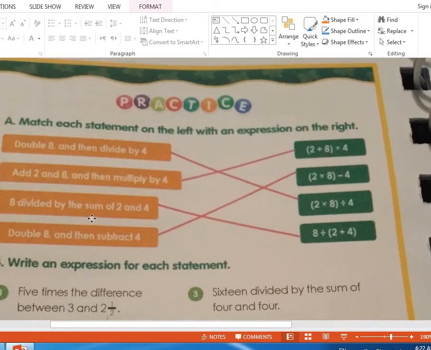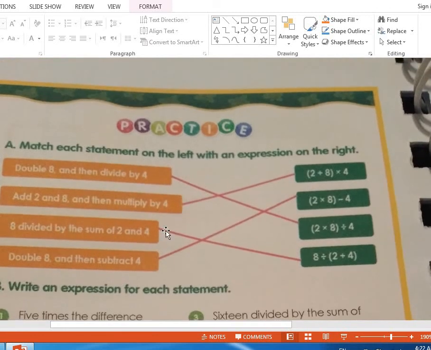8 divided by the sum of 2 and 4. Double 8, 2 times 8, then subtract 4, minus 4.